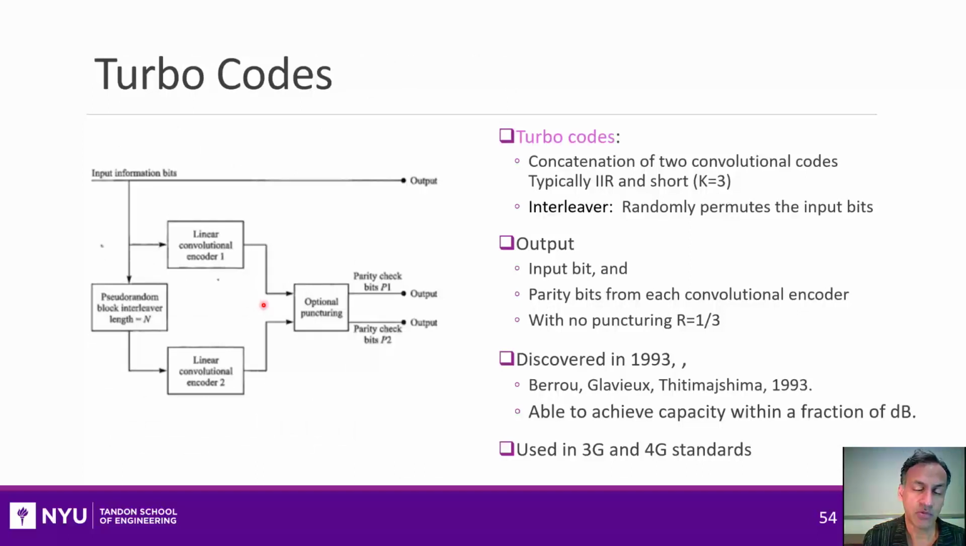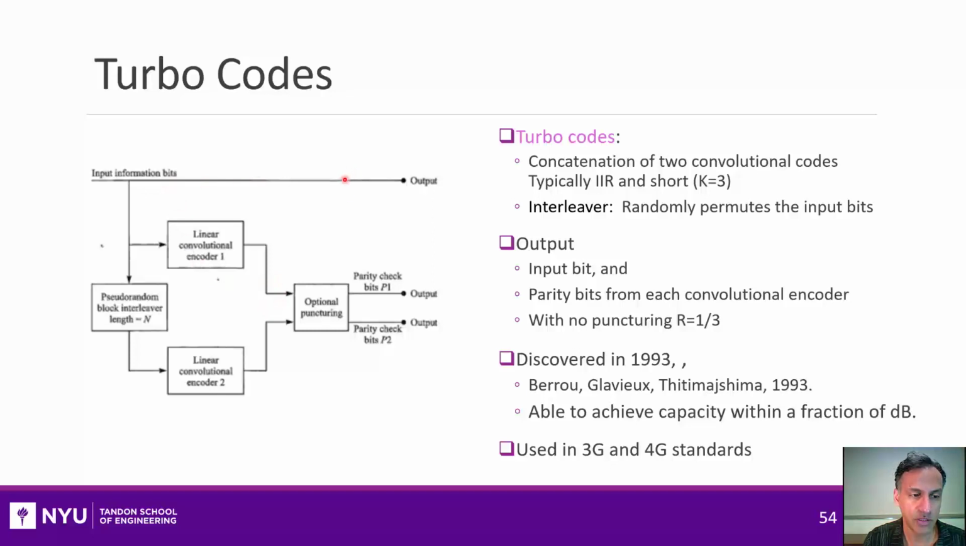So as I was saying, convolutional codes were kind of the workhorse of industry throughout the 70s and 80s. But in the early 90s, there was a real revolution in coding through an amazing discovery called turbo codes. And they actually build on convolutional codes. So this is the structure.